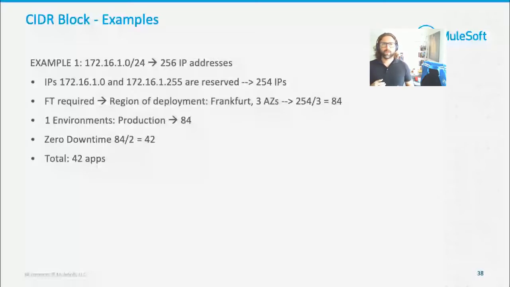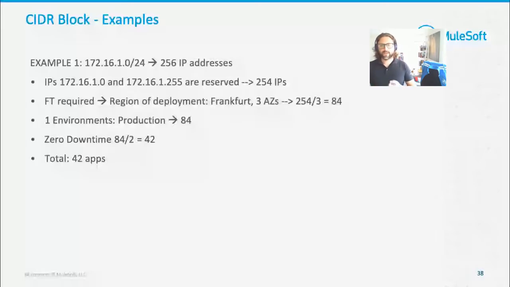Okay. This is going to be the VPC for a production environment, so I don't have to divide the IP addressing space with other environments. And if I consider the 0 downtime, worst case scenario, I will need to divide that by 2, which means that the maximum number of applications in this block size is 42 applications. So as you can see, there is no one-to-one relationship between the number of applications and the number of IP addresses, which is 256.